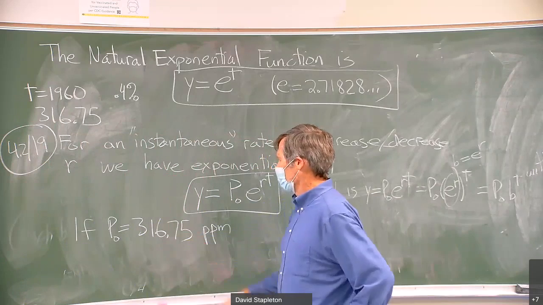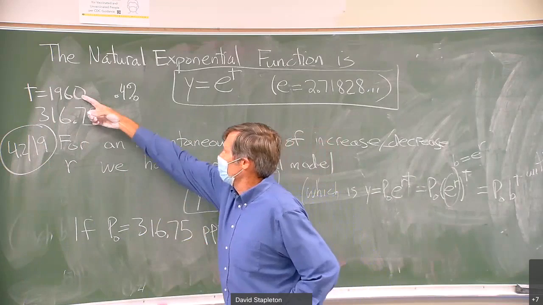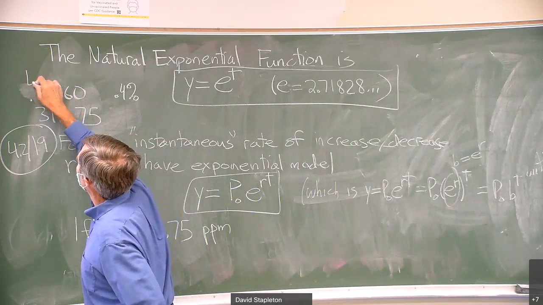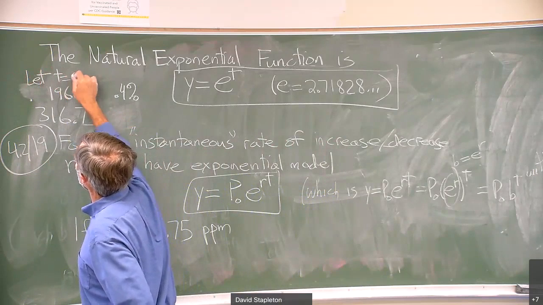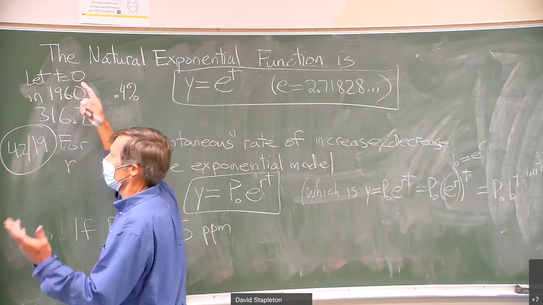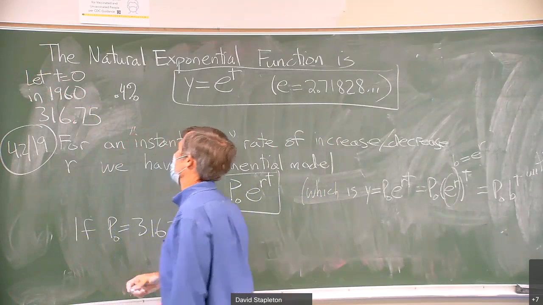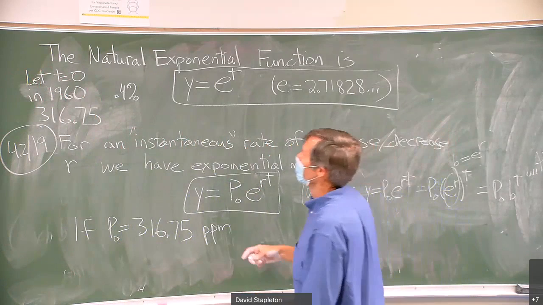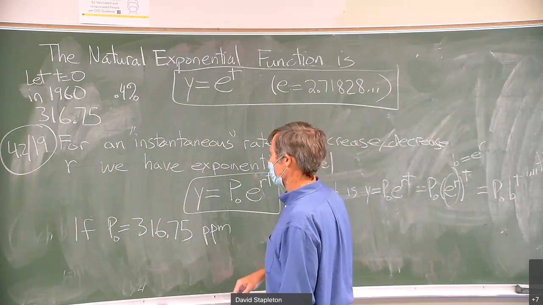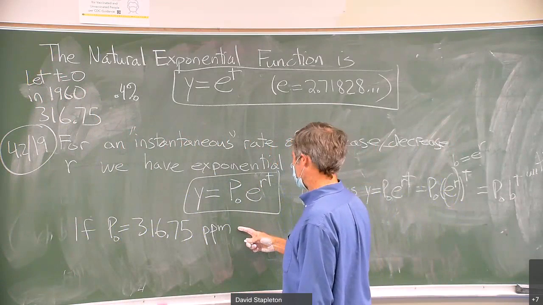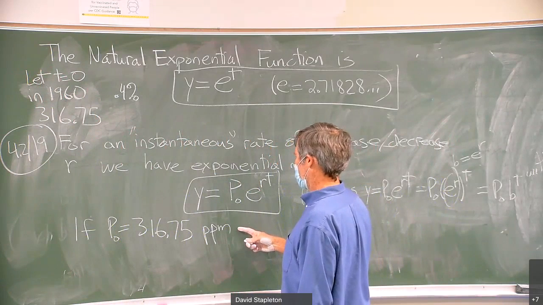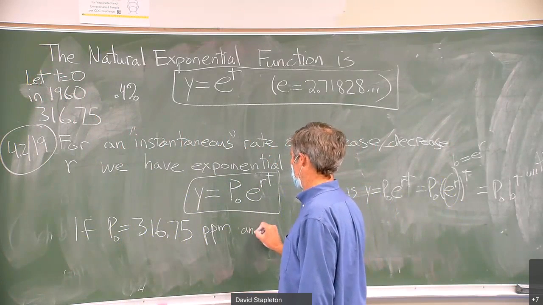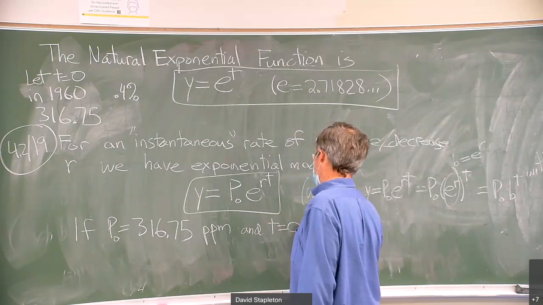This would be in year 0. For convenience, let's call 1960 year 0. So let t equal 0 in 1960. We'll just rescale our time. So 1960 is year 0. Maybe we're born that year or something. You guys aren't that old. But anyway, with t equals 0 in 1960.